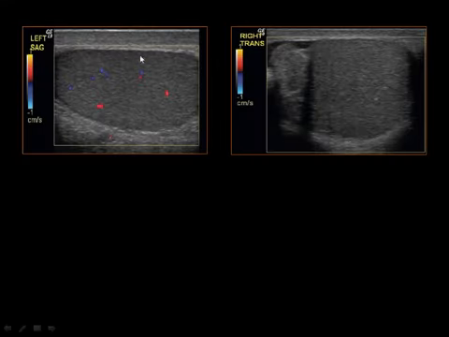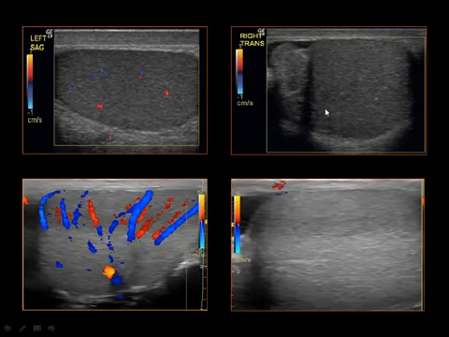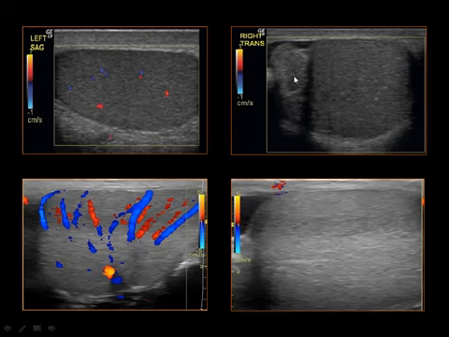This is a comparison between a normal left testis and the torsed right testis. In the left we see flow on color Doppler, whereas in the right there is no flow in the testis. Make sure the same color Doppler settings are used in both testes. This is another example of a normal testis compared with the torsed one. Here there is flow and here there is no flow.